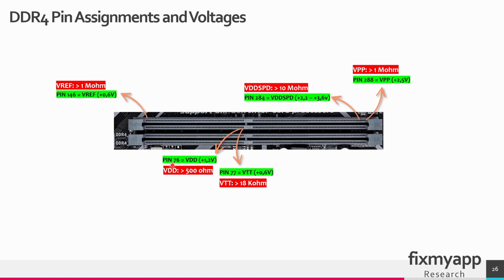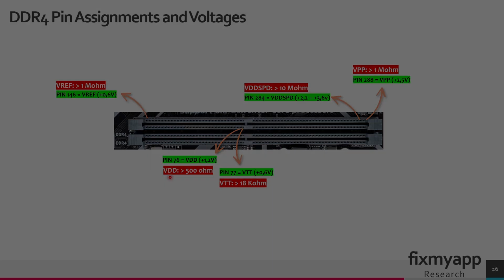VDD is located at pin 76. It's 1.2 volts and the resistance is higher than 500 ohms. And the VTT is located here on pin 77. It's 0.6 volt and the resistance is higher than 80 kilo ohms.